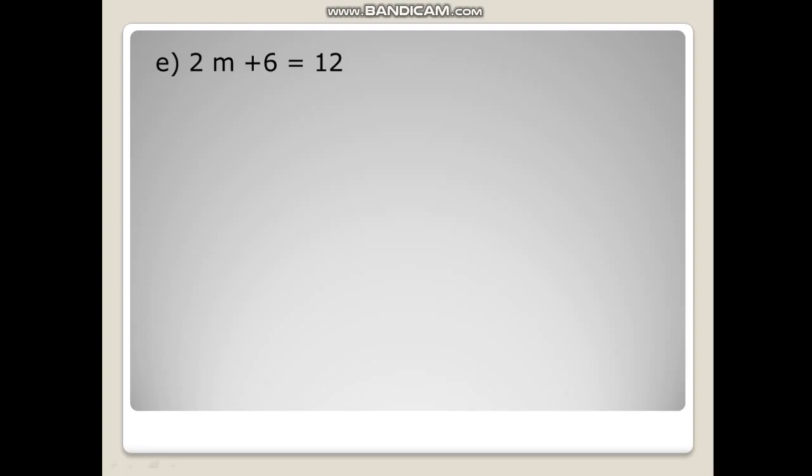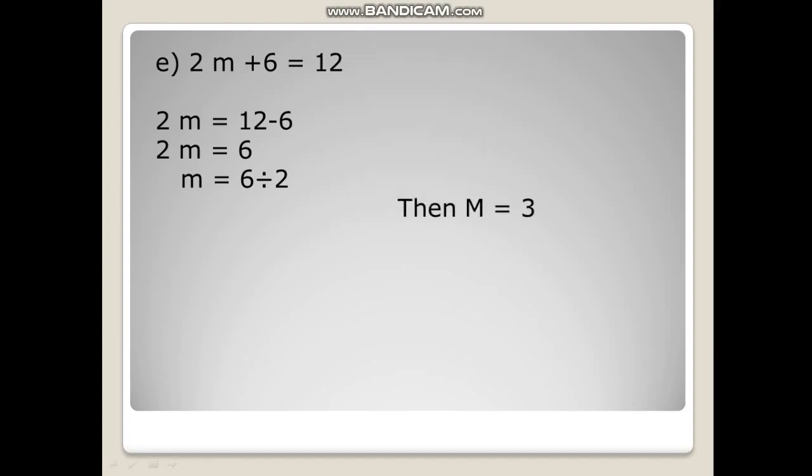Here I have plus 6 and times 2. What is the number that moves first? Yes, as you said, it will be plus 6. And plus 6 will go to the other side. Plus changes into minus. So 2m will be 12 minus 6, and 12 minus 6 equal 6. Here I have 2m equal 6. 2 will go to the other side by divided. So m will be 6 divided 2 is 3. So the value of m is 3. If we put the value of m here, 2 times 3 is 6, plus 6 equal 12. So m equals 3 is a true answer.